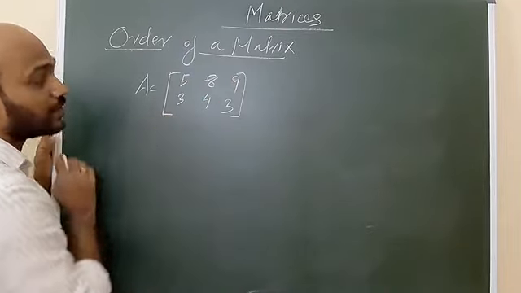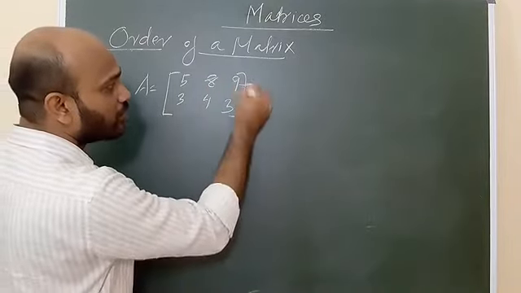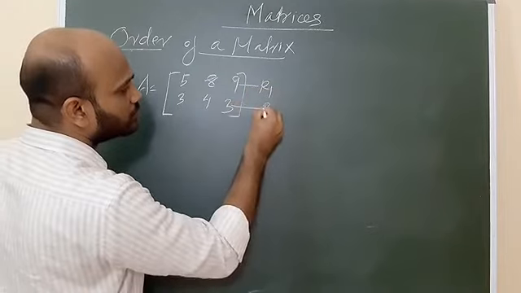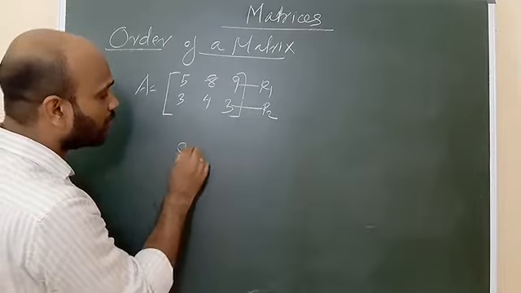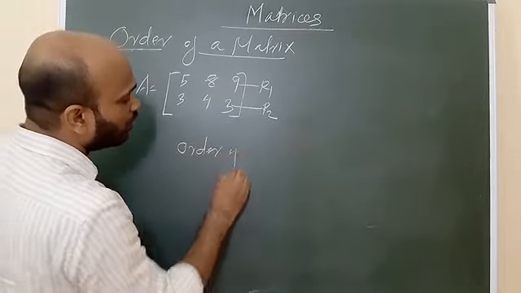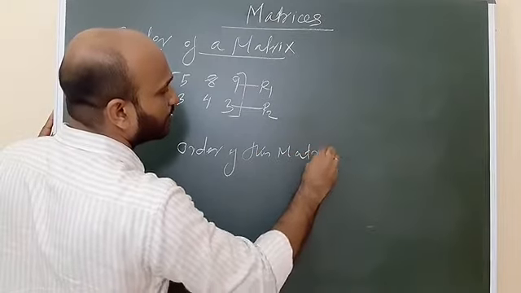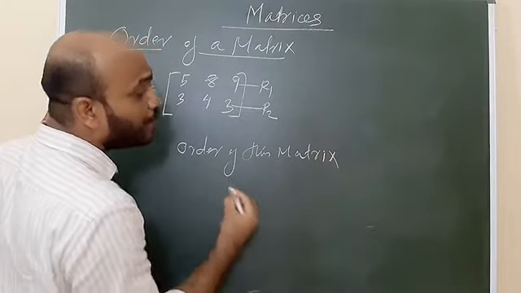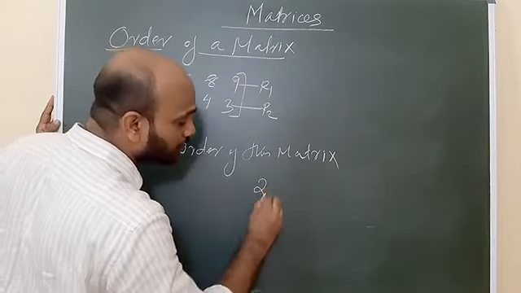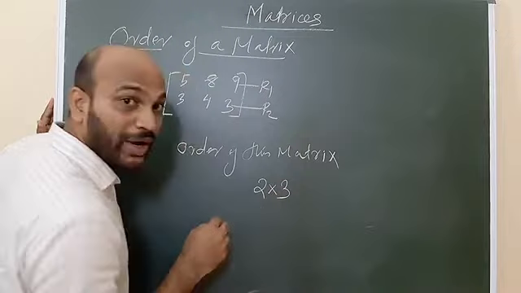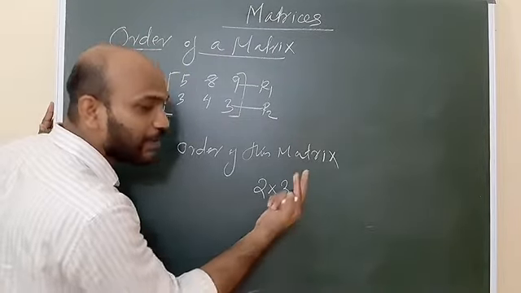So can you find the order of this matrix? This matrix has 2 rows, right? This is R1, this one is R2. How many columns are there? There are 3 columns. So order of this matrix is 2 by 3. 2 rows and 3 columns. 2 by 3 we denote by this symbol. This is not 2 into 3. We read it as 2 by 3. But we write it as 2 times 3.